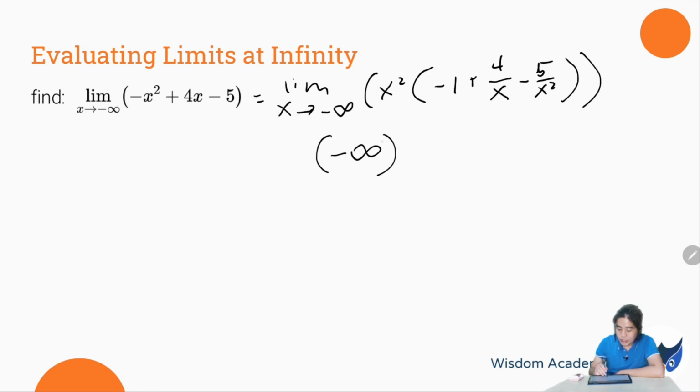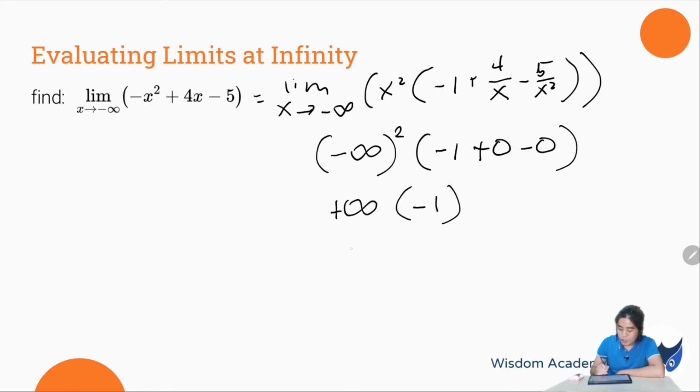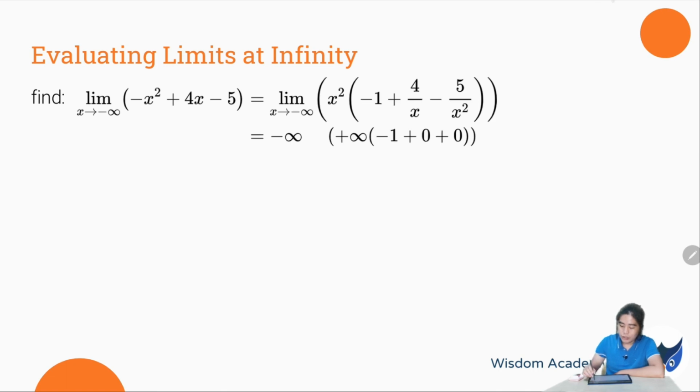Since in x squared, negative infinity squared, times negative 1 plus 0 minus 0. And so, solving this, positive infinity times negative 1 becomes negative infinity. So, the limit as x approaches negative infinity is negative infinity. Okay? So, we got the correct answer.